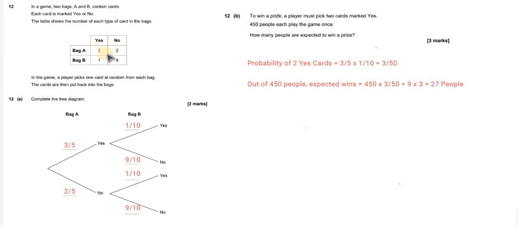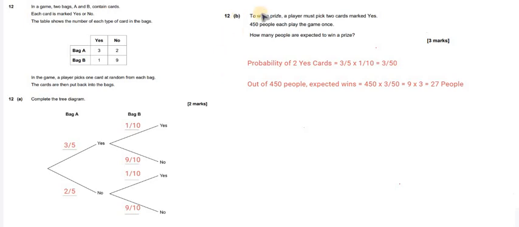The number of yeses is 3, the number of no's is 2. So probability of picking a yes card is 3 out of 5, or 3/5. The probability of picking a no card is 2/5. For bag B, there are 10 cards in the bag. The probability of a yes is 1/10. Probability of a no is 9/10. So it's the same here as well, okay? Since the cards are always returned.